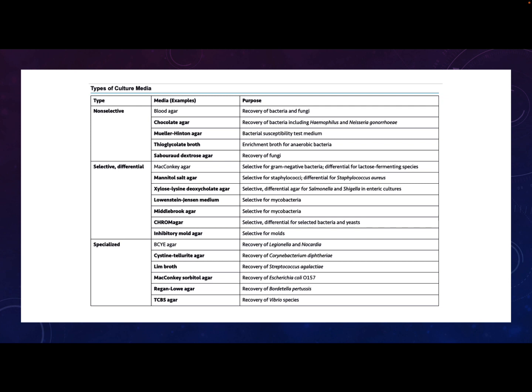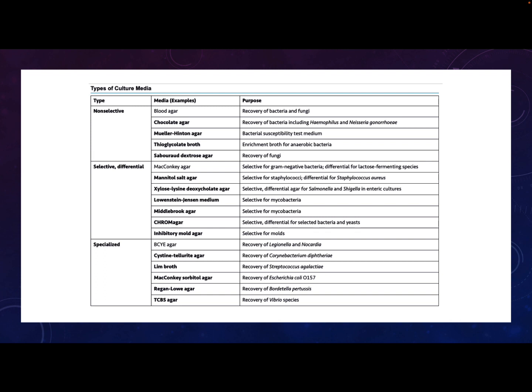We give you MacConkey during your unknown, but I think we use EMB a little bit more. It's selective for gram-negative, and it's differential for lactose fermentation, and you get the E. coli that turn metallic green. So hopefully you remember some of this.